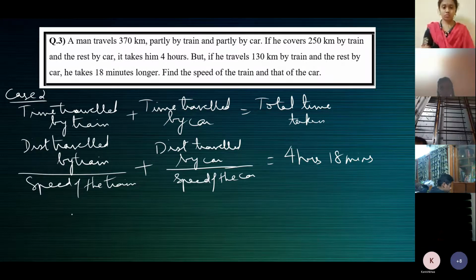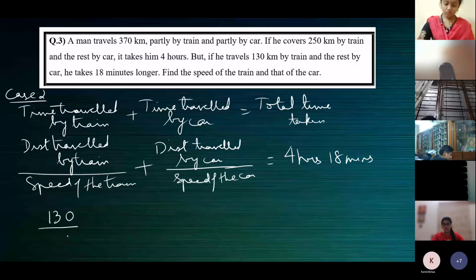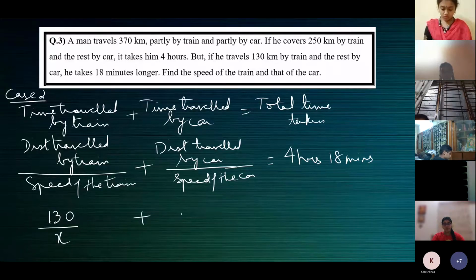Now, what's the distance traveled by train, children? 130 kilometers. What's the speed of the train? x. Plus, what's the distance traveled by car? 240 by y is equal to 4 hours 18 minutes.